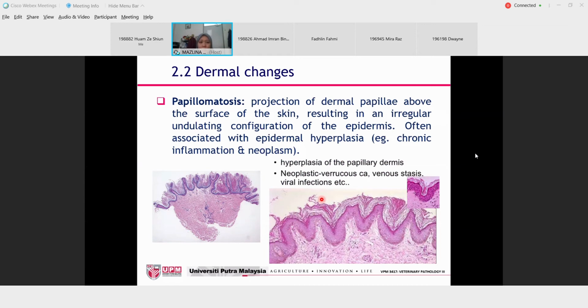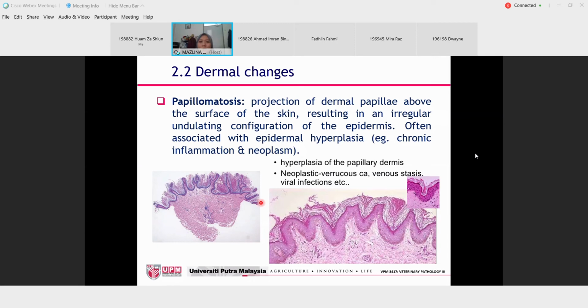Alright, then we have papillomatosis. What is papillomatosis? It's projection of the dermal papillae above the surface of the skin. So what you see is an irregular, undulating configuration of the epidermis. The skin is usually straight, right? But in this case, the dermal papillae are pushed towards the outer layer of the skin. So you have finger-like projections on top of the skin layer.